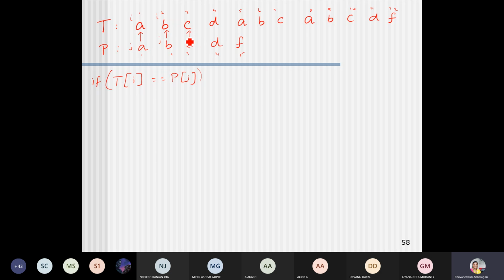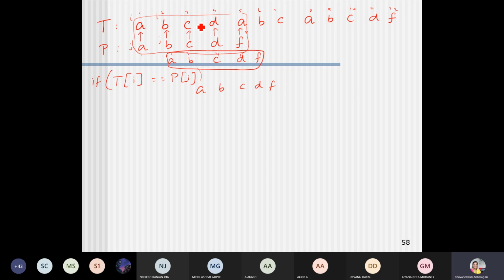Again, what is happening? C and C get matched, D and D get matched, but obviously A and F are not matched. So now what will happen? You have tried to match this pattern, and it has failed. Now you will shift this particular pattern by one position, so A, B, C, D, F. Again, you check this pattern against the text, and B and A are not matched. So what will you do? Again, you move the pattern towards A, B, C, D, F.